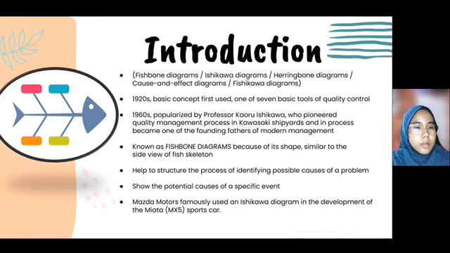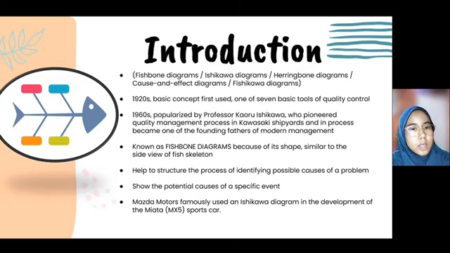Okay, firstly, the introduction. What is a fishbone diagram? The fishbone diagram has many other names. As we can see in the slide, we have five names for the fishbone diagram. It can also be known as the Ishikawa diagram, herringbone diagram, cause and effect diagram, and Fishikawa diagram.